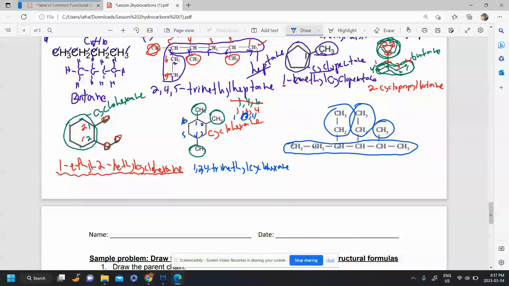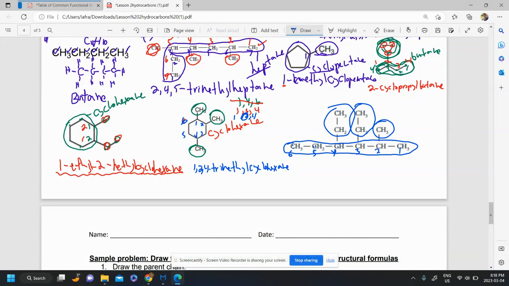We got to start numbering. So 1, 2, 3, 4, 5, 6. This would make sense, I believe, because you get 2, 3, 4. If you went the other way, you get 1, 2, 3 right away, and that would already be destroyed, just because at the first point of difference, it would be a higher number than the direction we chose here.